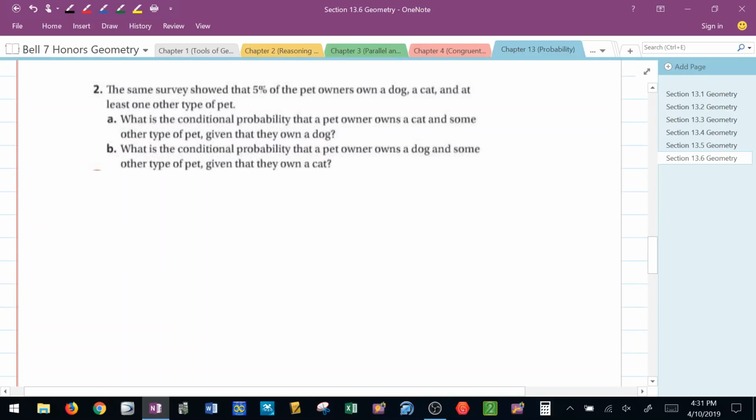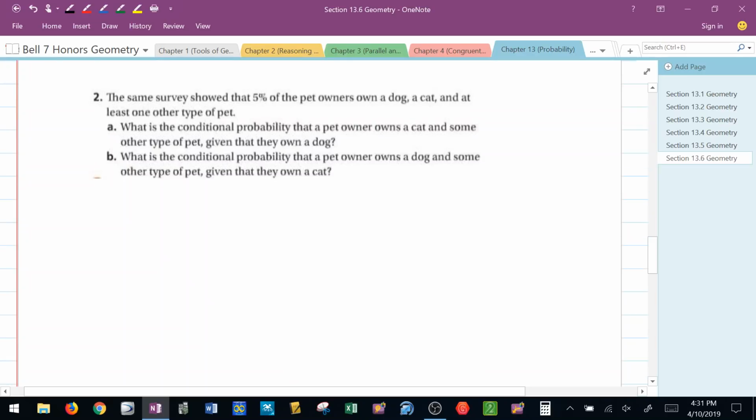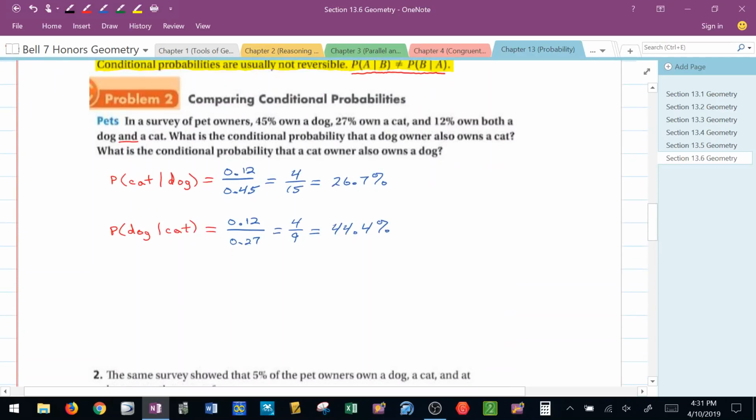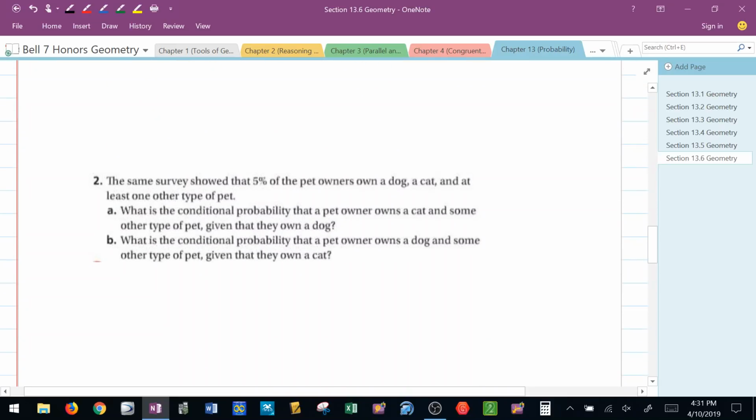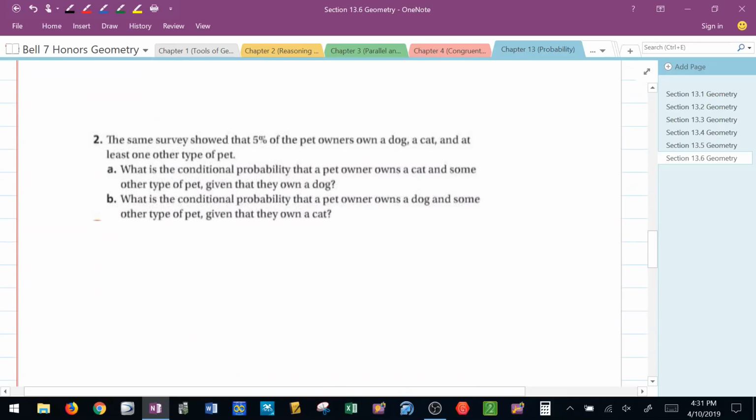Now they extend it a little bit. So in the same survey, it's still the same data points up here. 45% own a dog, 27% own a cat, 12% own both a dog and a cat. We have this one that says 5% of the pet owners own a dog, a cat, and at least one other type of pet. All right, so they're just taking this scenario and extending it. First question, what is the conditional probability that a pet owner owns a cat and some other type of pet, given that they own a dog?